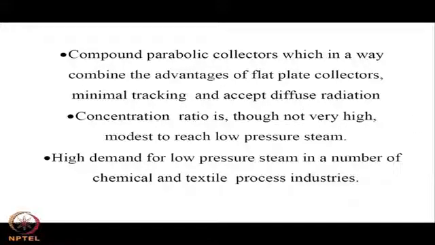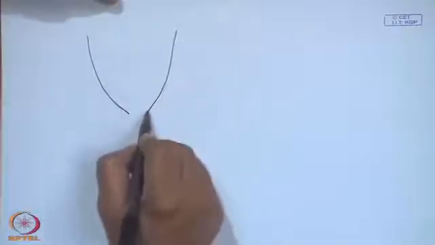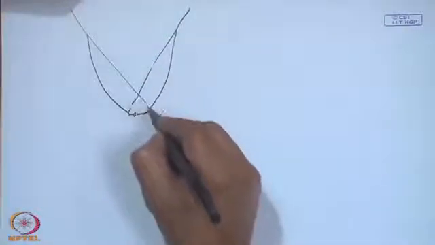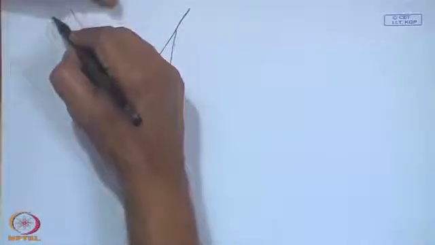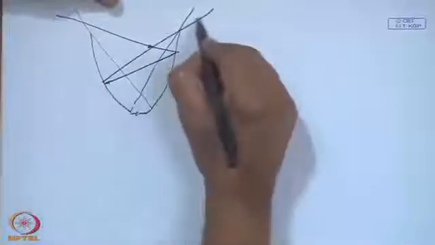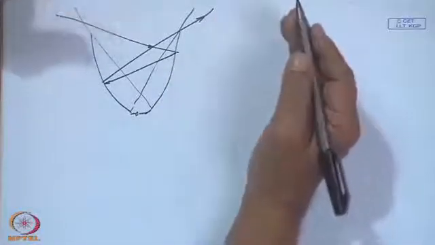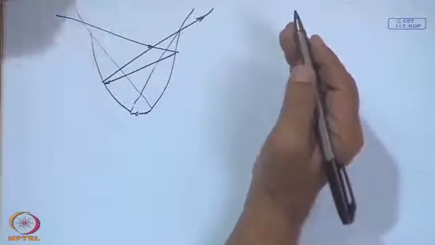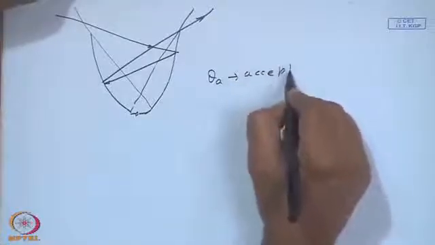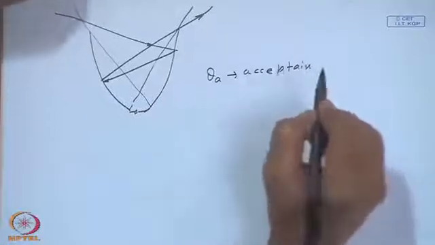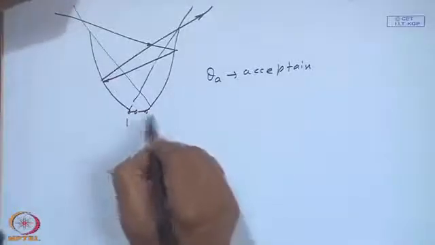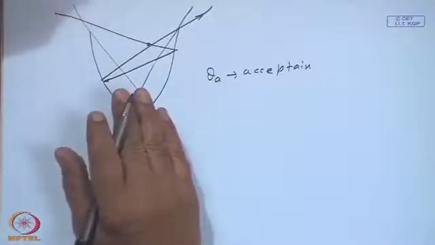Then the significance of the acceptance angle: any ray coming beyond this will have multiple reflections and get out of the compound parabolic collector. Consequently, the theta A is called the acceptance angle. So, solar radiation within theta A only will be reflected, re-reflected, and goes to the concentrating point 1 or concentrating point 2, and then transfers the energy to the fluid.